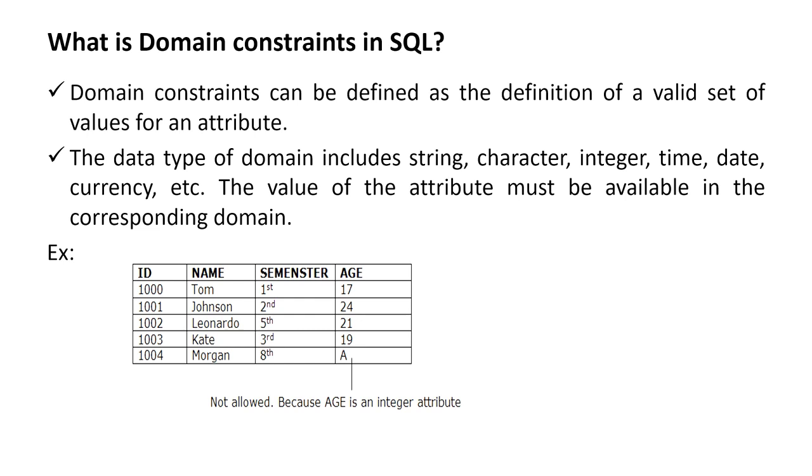What is a domain constraint in SQL? A domain constraint can be defined as the definition of a valid set of values for an attribute. The data types of a domain include string, character, integer, time, date, currency, etc. The value of the attribute must be available in the corresponding domain. So see the example. I have a table. It has four columns: ID, name, semester, age. In the last column, age, in the last row I have inserted A. It is not allowed because age is an integer attribute. So A is not inserted here.